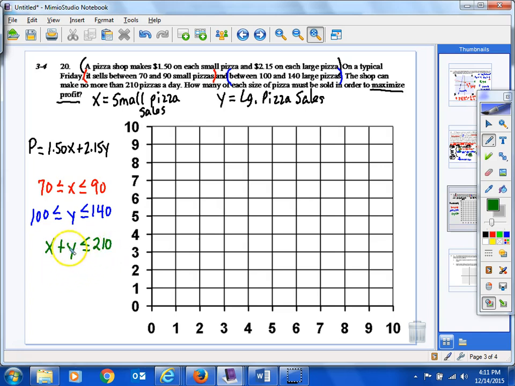Okay, and we're going to be graphing this line eventually, so we might as well go ahead and get it in slope-intercept form. Solve for y. Okay, well, we have our system of constraints.